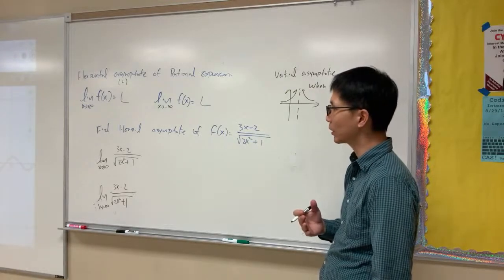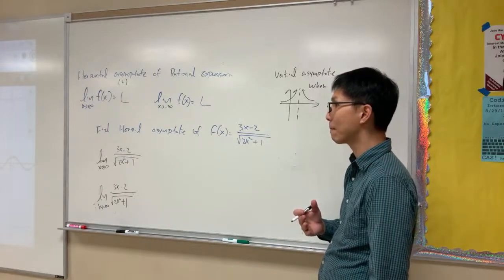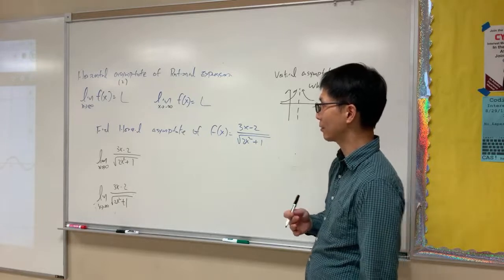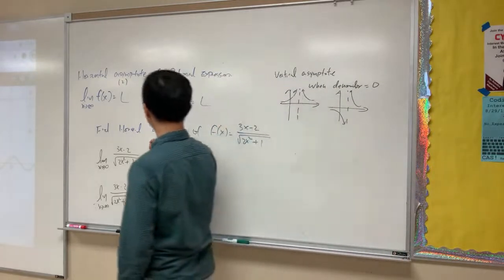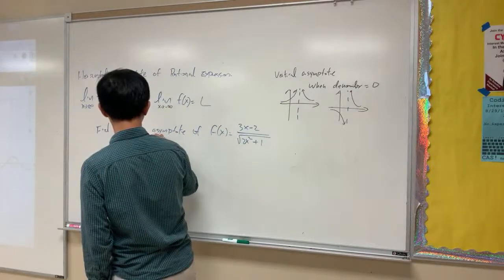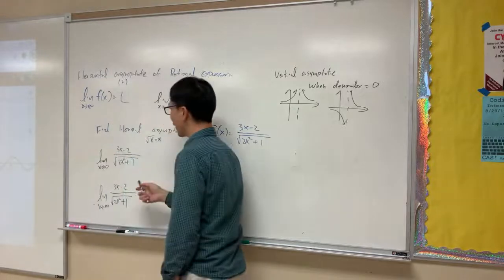So David, what do you think? The highest degree in the denominator is x. Why is it x? Because if you take the square root of it, right? So if you think about it on the side, the square root of x squared is technically what? x, right? So in this case, it's x.